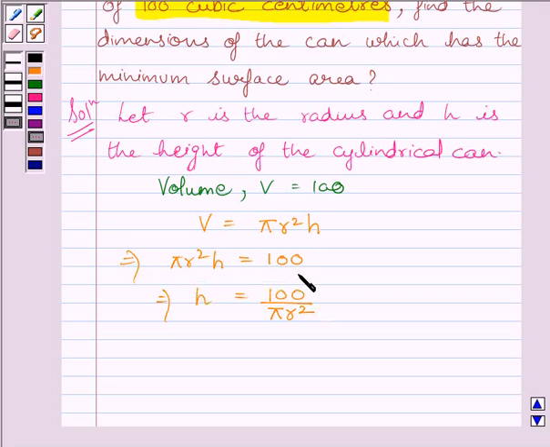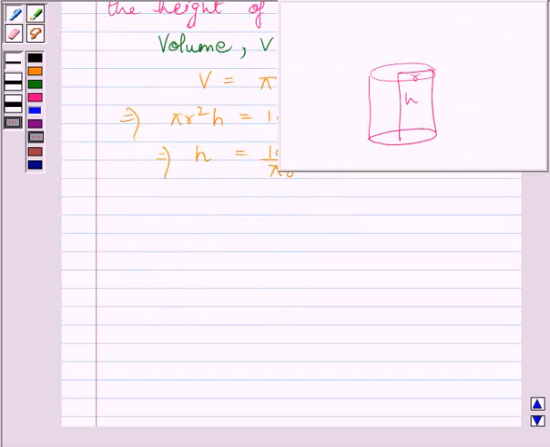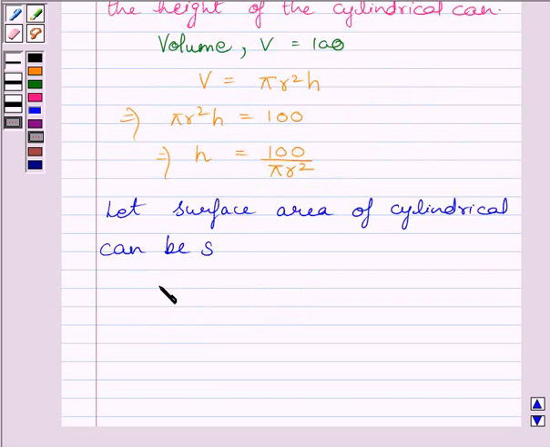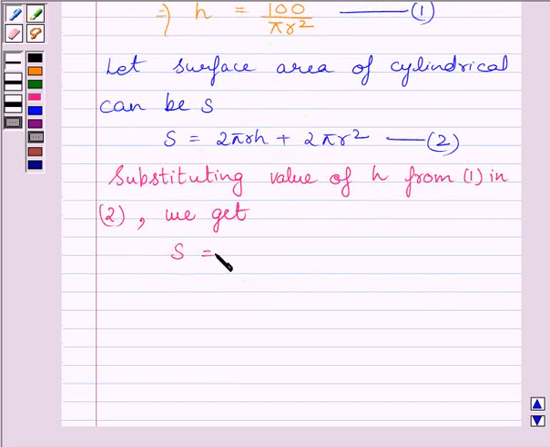Dividing both sides by pi r square, we get h is equal to 100 upon pi r square. Let the net surface area of the given cylindrical can be S. Now we know the surface area of a cylinder is given by 2 pi r h plus 2 pi r square. Let us name this expression as 1 and this expression as 2. Now substituting the value of h from expression 1 in expression 2, we get S is equal to 2 pi r multiplied by 100 upon pi r square plus 2 pi r square.